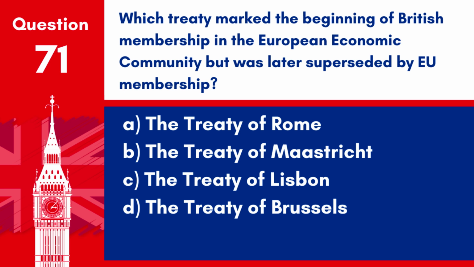Question 71. Which treaty marked the beginning of British membership in the European Economic Community but was later superseded by EU membership? A. The Treaty of Rome. B. The Treaty of Maastricht. C. The Treaty of Lisbon. D. The Treaty of Brussels. Answer: A. The Treaty of Rome. The Treaty of Rome marked the beginning of British membership in the European Economic Community, which was later superseded by EU membership through subsequent treaties.